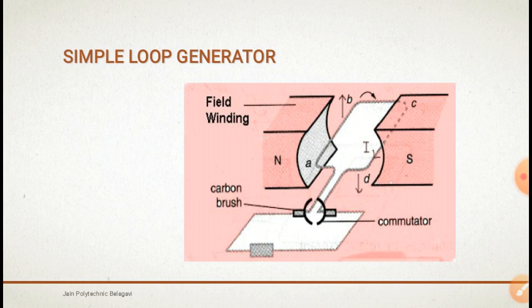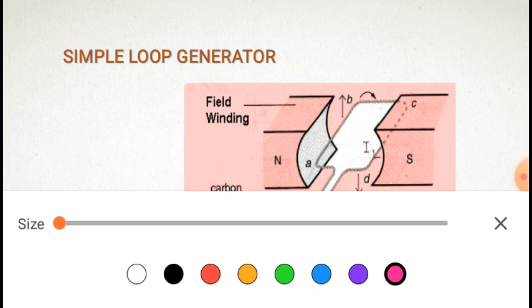So one diagram is shown here. It is for a single loop generator. In this diagram, consider a single turn rectangular copper coil, this ABCD, which is rotating about its own axis in a magnetic field, which is provided either by permanent magnet or electromagnets.